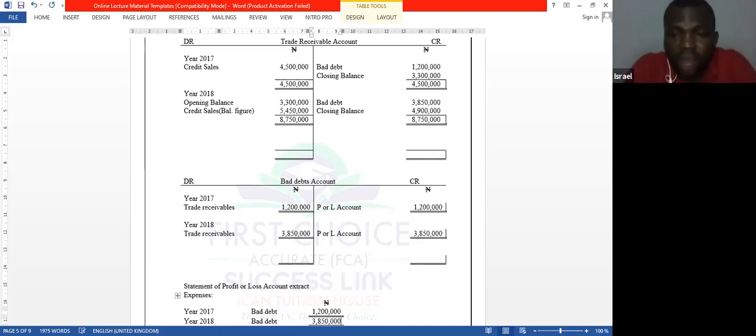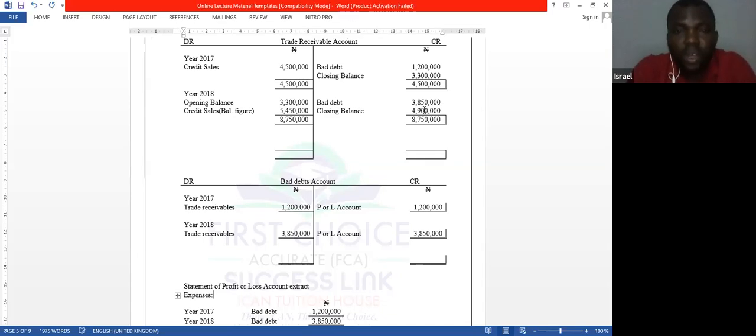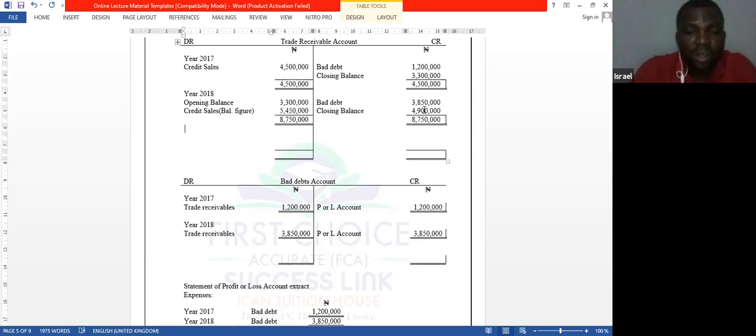Okay, so after that, we now move to the closing balance for this one. Maybe our opening balance for the other one. So we have this to be 2019. You have opening balance. What is our opening balance here? Opening balance is our 4,900,000. That's our opening balance.